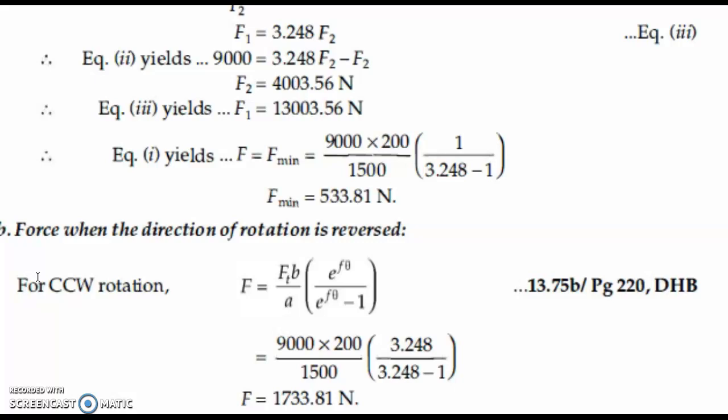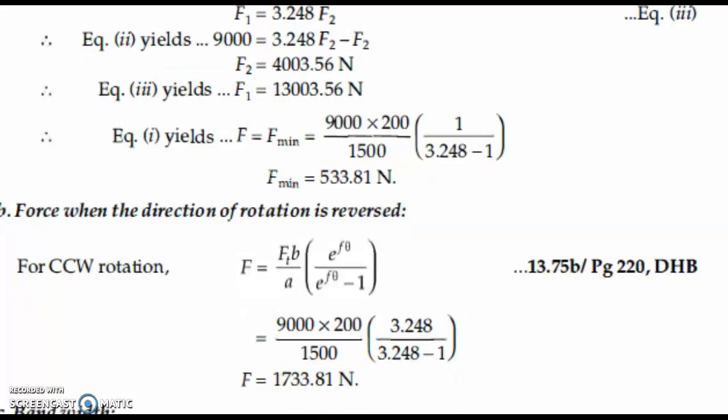What is that equation? F is equal to Ft into B divided by A into e raised to mu theta divided by e raised to mu theta minus 1. In our data book, it is denoted as e raised to mu theta. If we substitute these values in this equation, we will get F is equal to 1733.81 Newton. So this is the second condition.